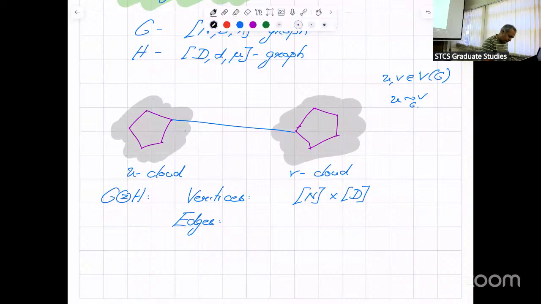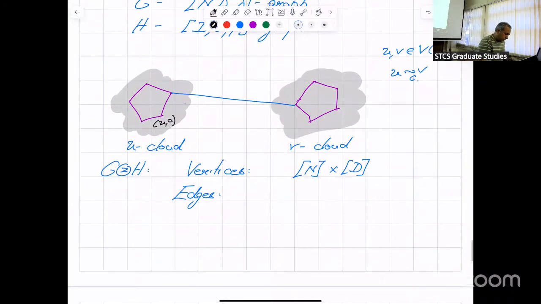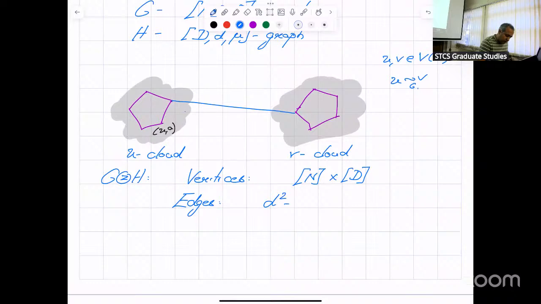Call it U comma A. And I want to know when a U comma A is going to be connected to a V comma B. So think of U comma A as in N cross D. Firstly, before this, I'm going to make this a D square regular graph. It's not going to be a D plus 1 regular graph, but a small d square regular graph.